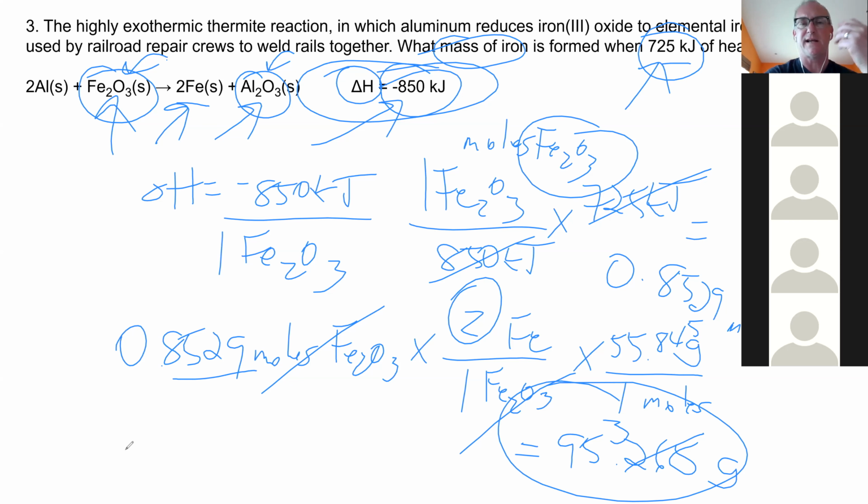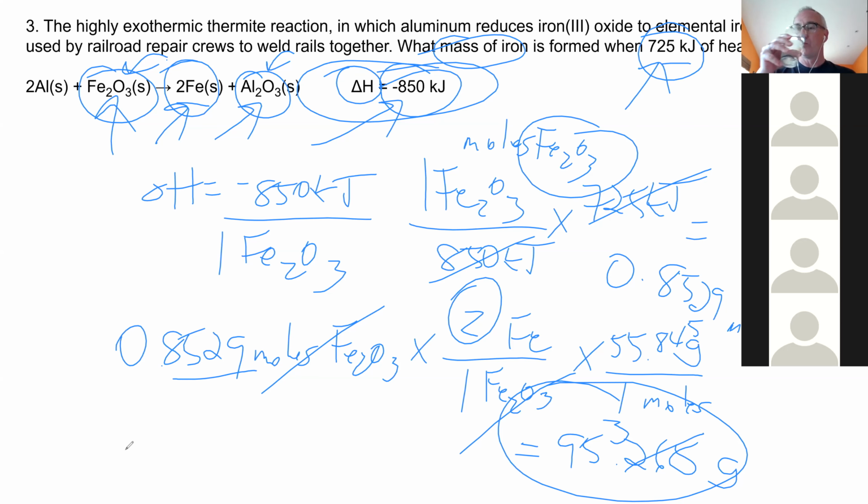In this instance, you just treat heat as a product. And you didn't actually have to go through all of the iron oxide. You could have just said, for every 850 kilojoules, I make 2 moles of iron. You could have done it that way as well and skipped a step. That's fine. And then gone right to moles of iron and then converted moles of iron to grams.